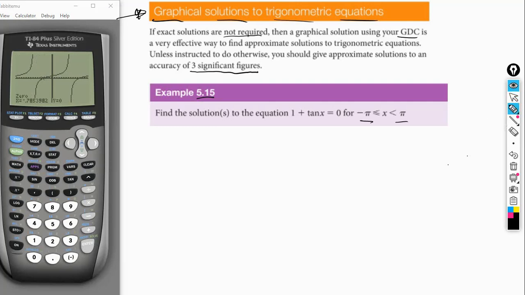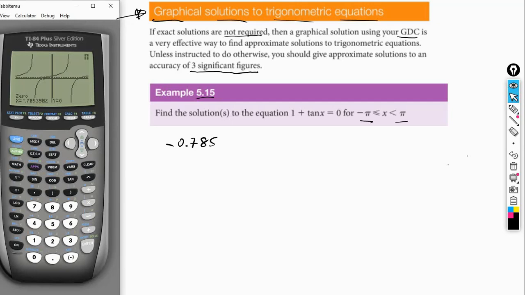Notice that they say that we have to write the answer with an accuracy of 3 significant figures. So we would have to write this as -0.785. Let's look for the second solution.